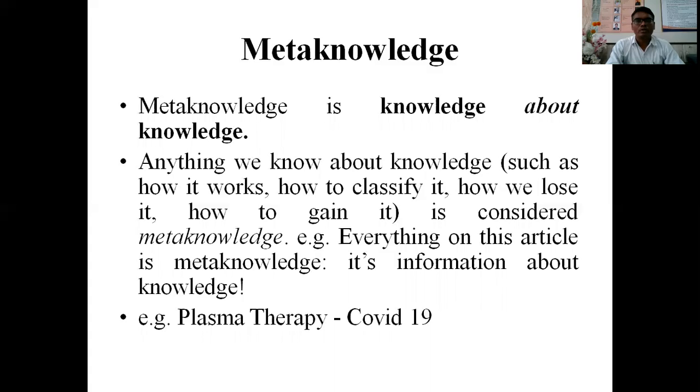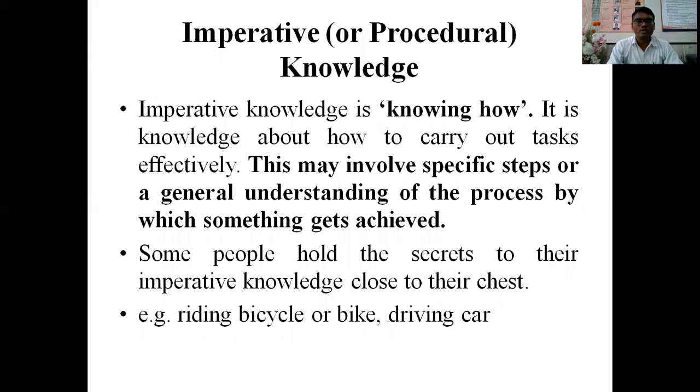Next type is meta knowledge. Meta knowledge is a type of knowledge which talks about knowledge of something, or a particular aspect or concept. For example, COVID-19 and plasma therapy. So COVID-19 has a direct relationship with plasma therapy, or vice versa, we can say. This is the type of knowledge.